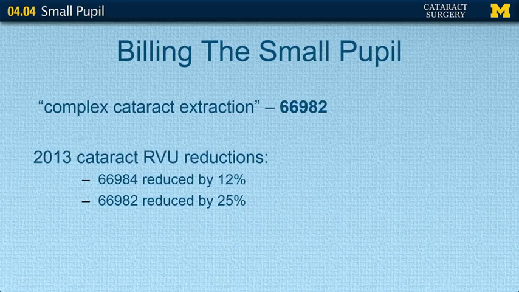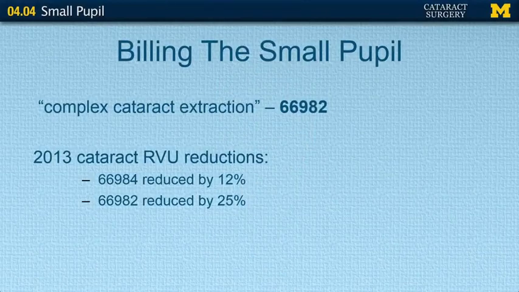Changing gears, going to talk a little bit about billing the small pupil. Routine cataract surgery has a CPT code of 66984. Because small pupil tends to be a little bit more complicated, it's considered a complex cataract extraction and has the CPT code of 66982. To use this code, it's really important that you document in your clinic note as well as in the operative report that miosis is a diagnosis. You want to make sure that you document the size of the pupil in your clinic note as well.